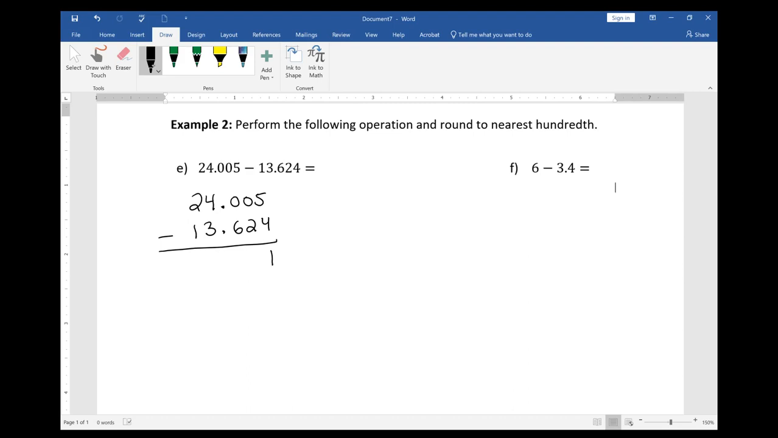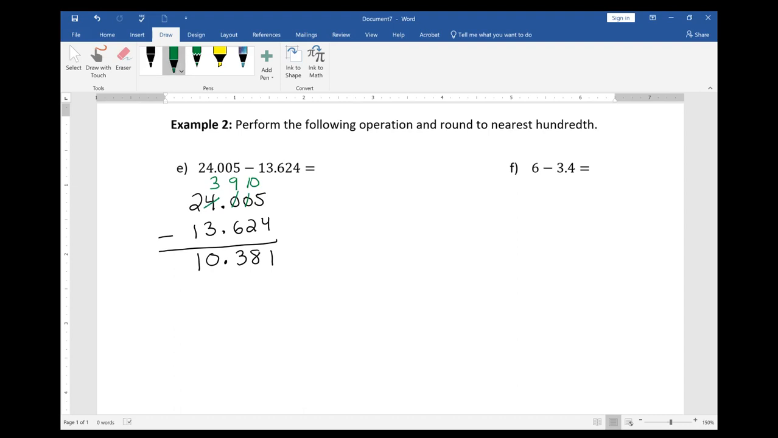0 minus 2 we can't do, so we have to borrow. We cannot borrow from that 0, but we could borrow from the 4. So 4 becomes a 3. That 0 will become a 10. But we need to borrow for the other 0, so it will go down to 9, and this one will become a 10. So 10 minus 2 would give you 8, 9 minus 6 would give you 3, bring down the decimal, 3 minus 3 would give you 0, and 2 minus 1 would give you 1.